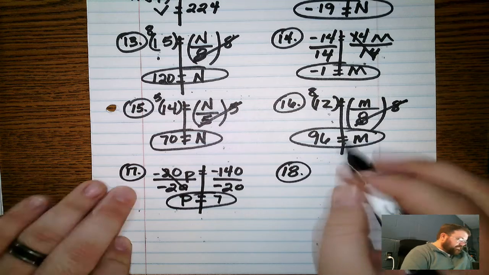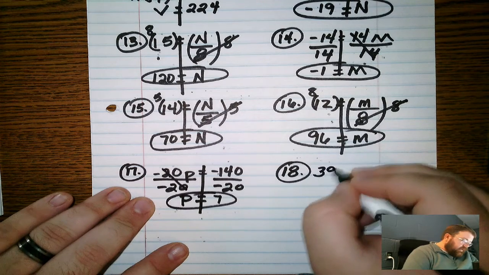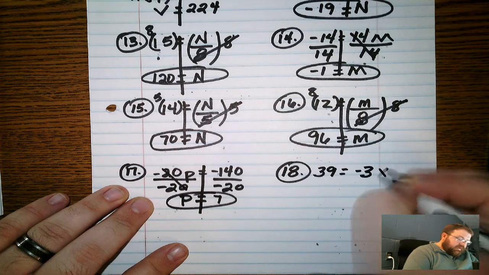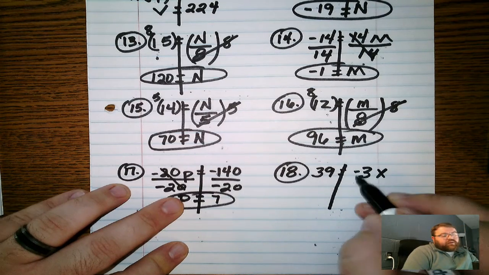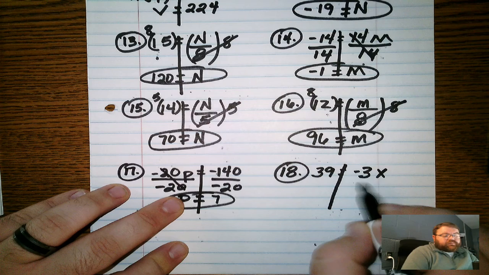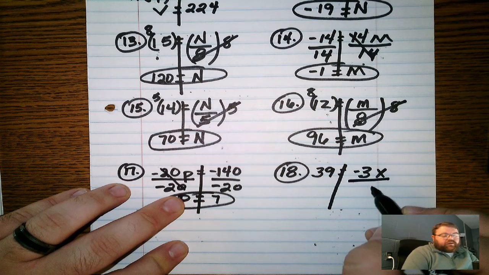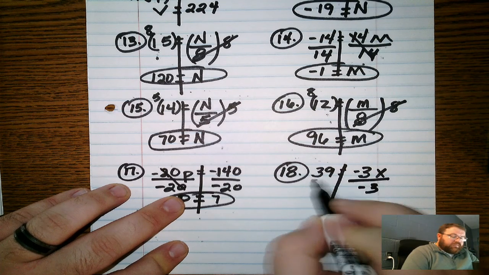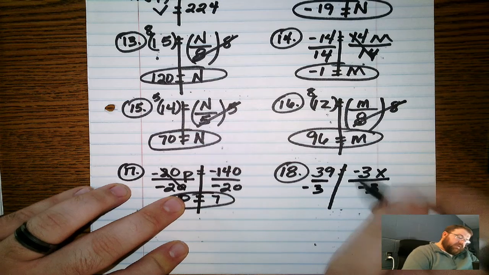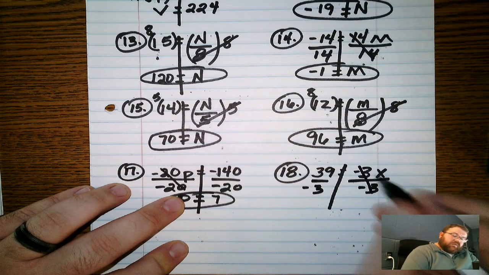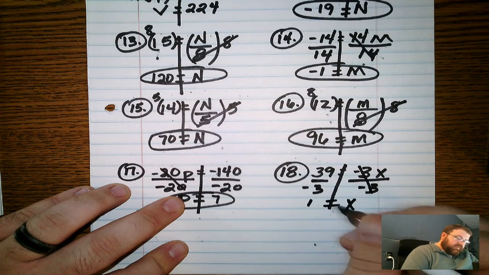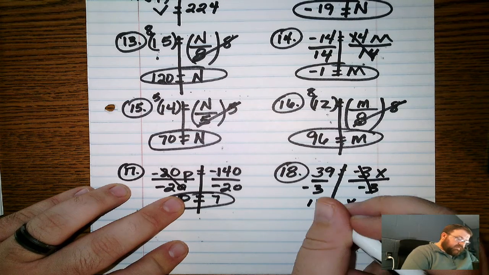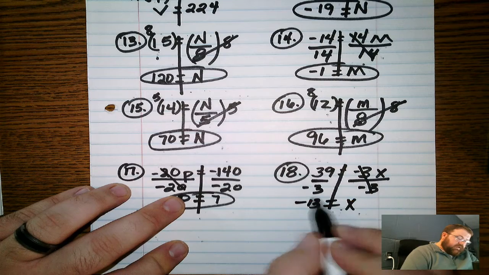Number 18 is 39 is equal to negative 3x. Draw my line. The negative 3x is trying to multiply, so I'm going to divide by negative 3 on both sides. Negative 3's cancel, leaves me x is equal to negative 13.